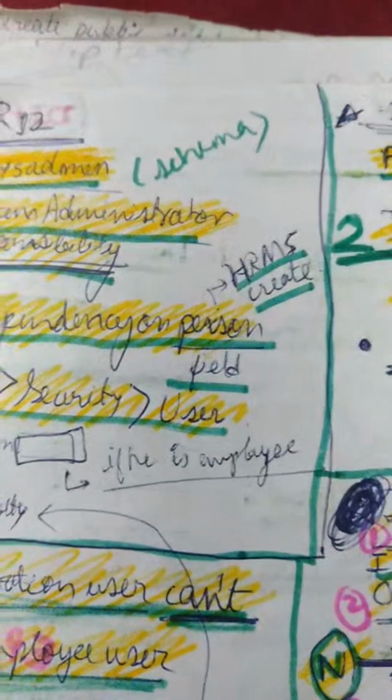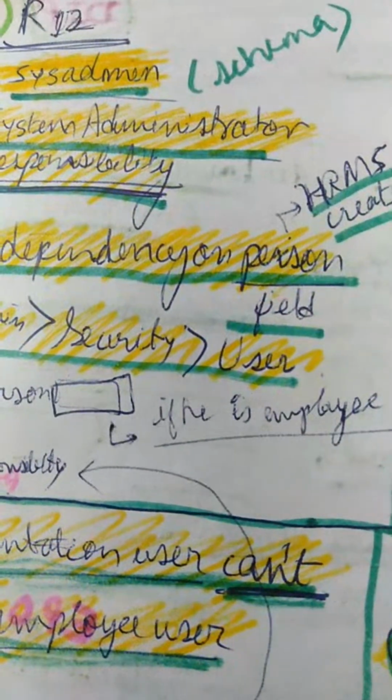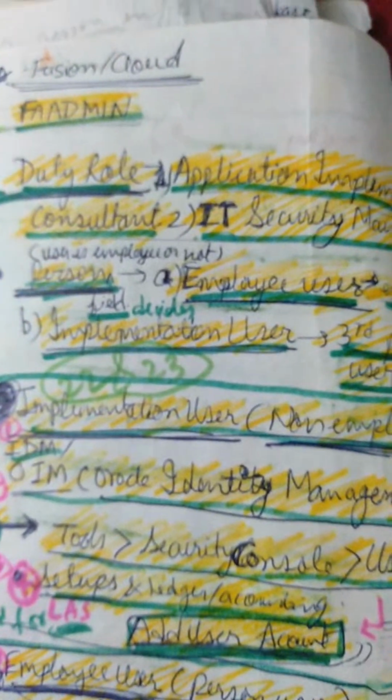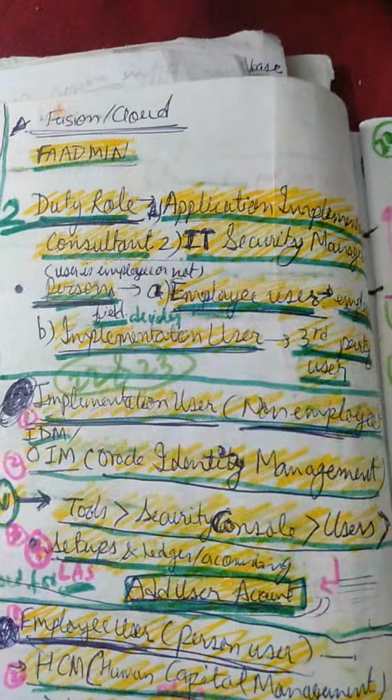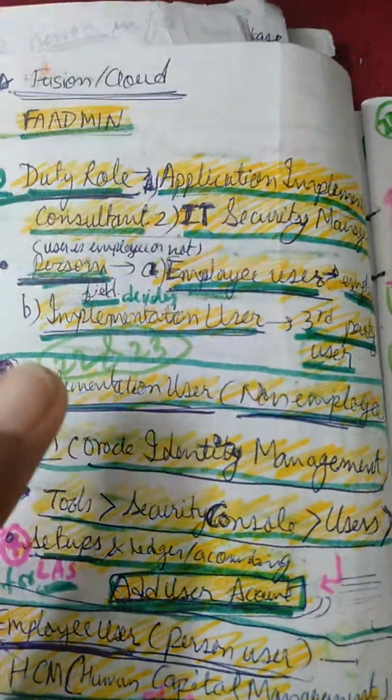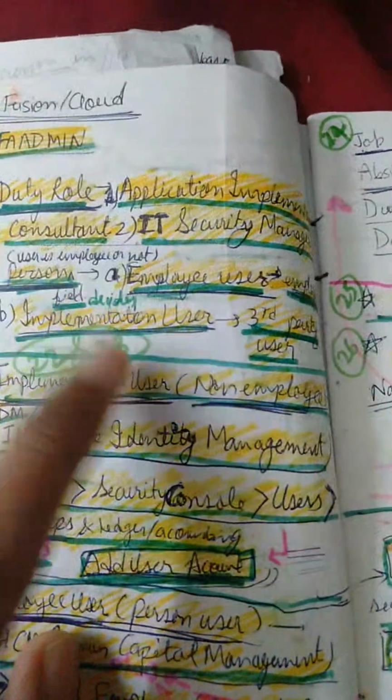There was no dependency on the person, the person field was made in HRMS. Here there is a dependency. It allows us to differentiate between implementation and employee user. Employee user is nothing but an employee of the company. Otherwise, implementation user is a third party user who is given access for whatever the use is. Now once the implementation user is created, he cannot become an employee user. So this differentiation is permanent.